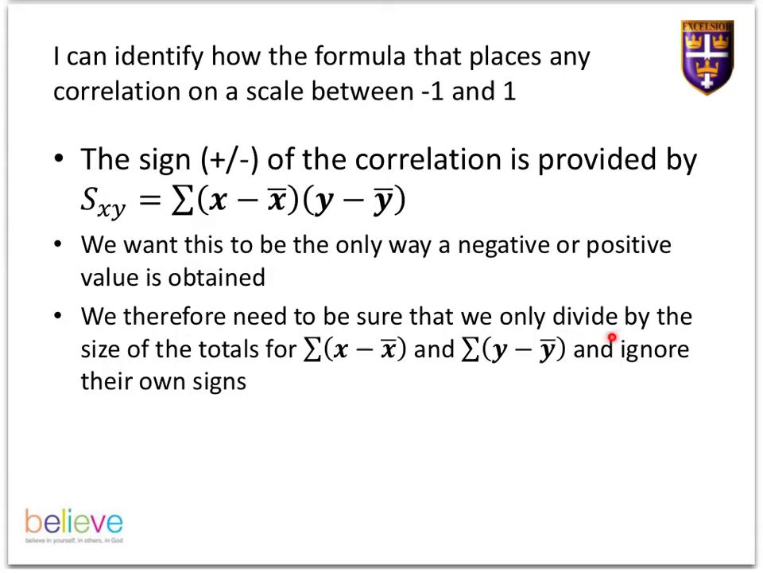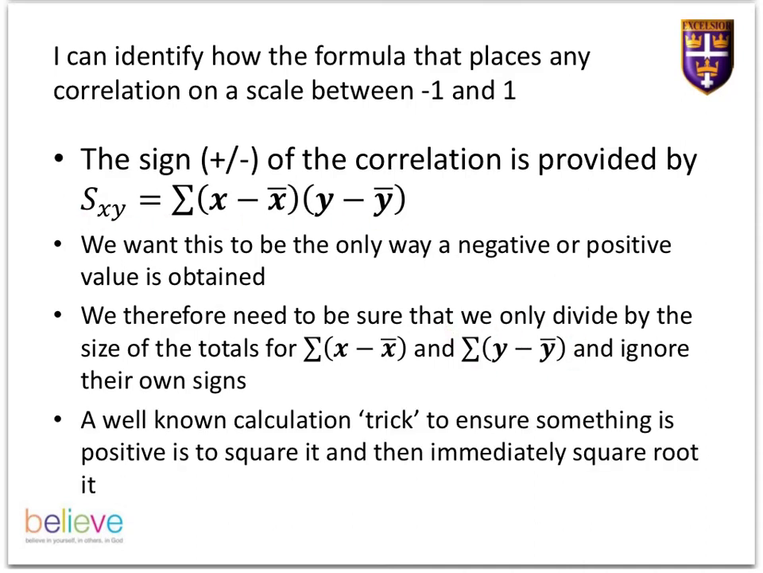That means if I am going to do some division to scale down the size of the number that I get, I really need to make sure I don't introduce some extra negative signs. So these things cannot affect the positive or negative value I get from here. One thing that you've seen before to do this is to basically square something and then square root it, and that guarantees you've got a positive value to work with.